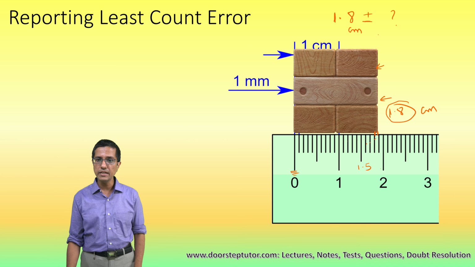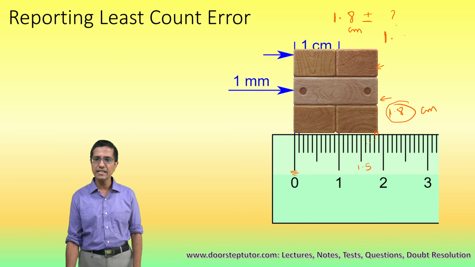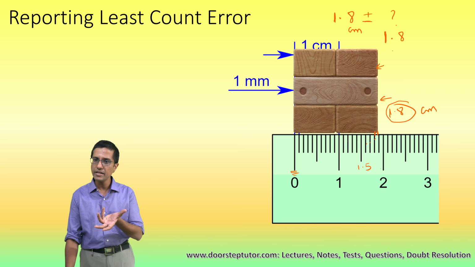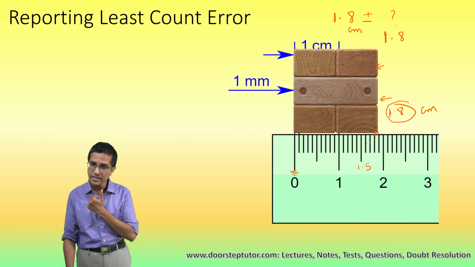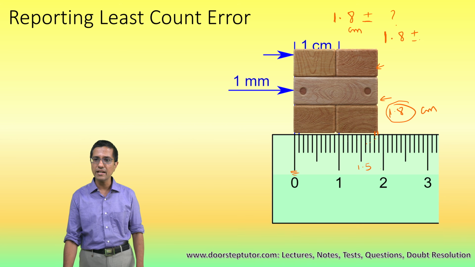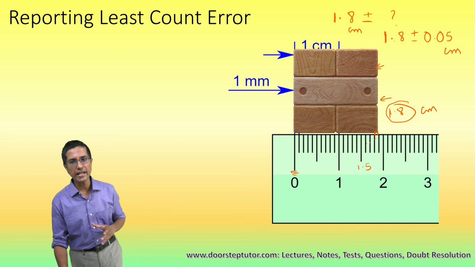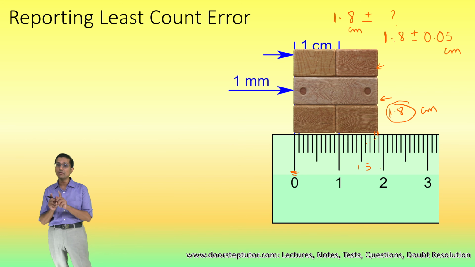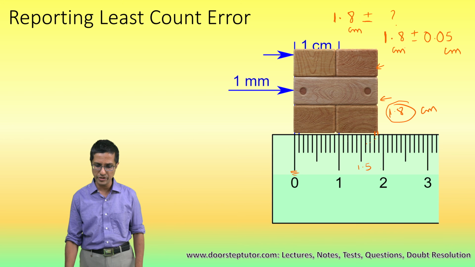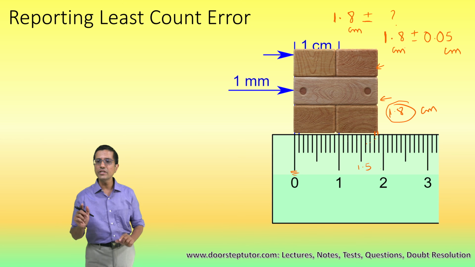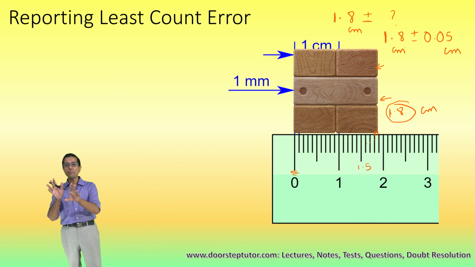See, typically what we will say is that if the reading was closer to 1.8, I would have read it as 1.8. If the reading was closer to 1.9, I would have read it as 1.9. That means that the maximum error that would be there would be 0.05 centimeter. Okay, so 1.8 centimeter plus minus 0.05 centimeter, right? So the error and the reading itself are in the same units. Notice that. Okay, and this 0.05 tells me that I cannot be more accurate than that.